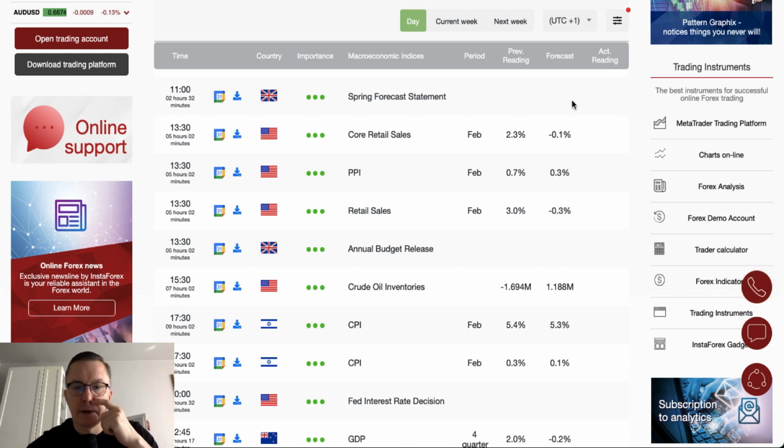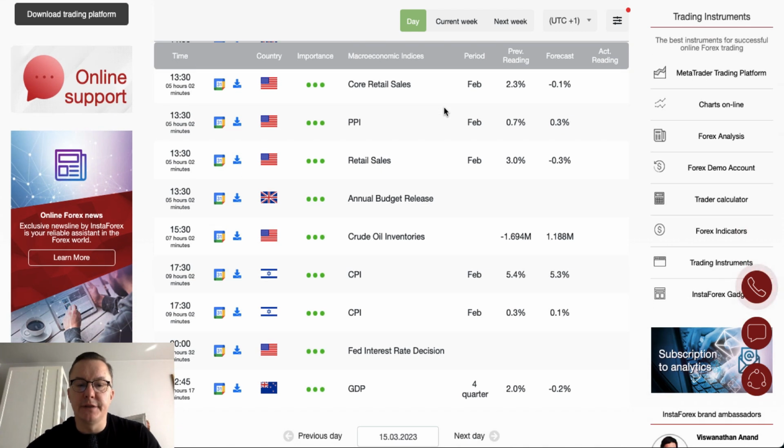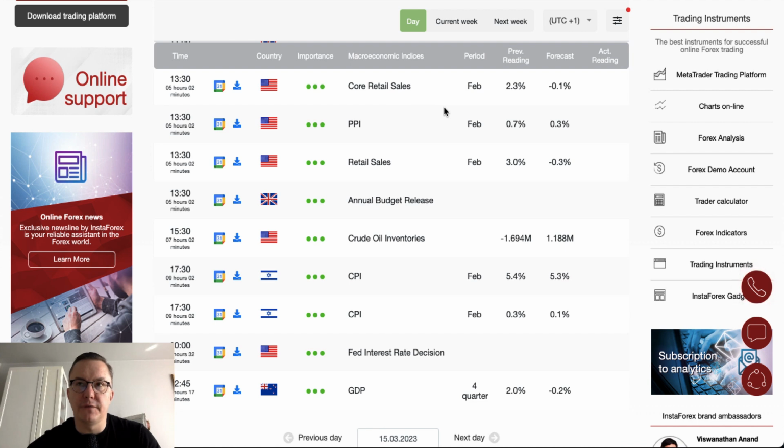During the London session, we got the spring forecast statement from the UK, and that's the most important event during this session. Nevertheless, the New York session is full of very important data releases. First, most important is the Fed interest rate decision today at 8 o'clock. Before that, we got core retail sales, PPI, producer price index, and retail sales data scheduled for release at 1:30. Then we got the annual budget release from the UK, also scheduled for 1:30.